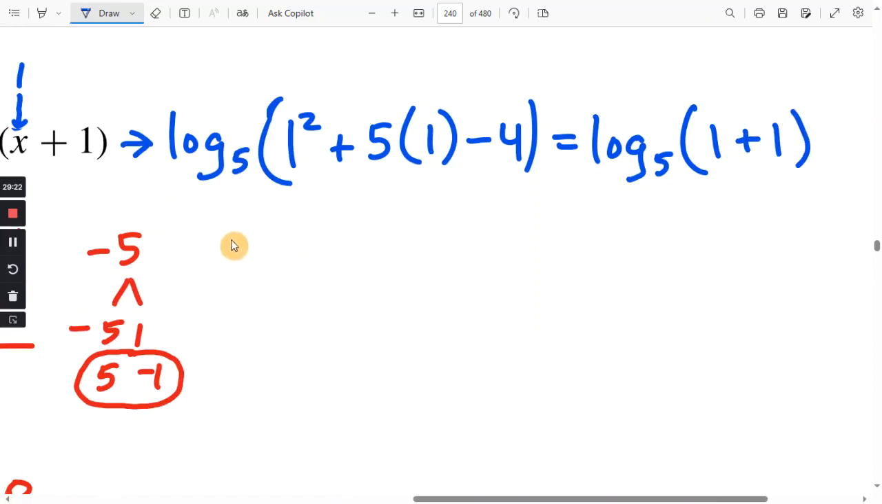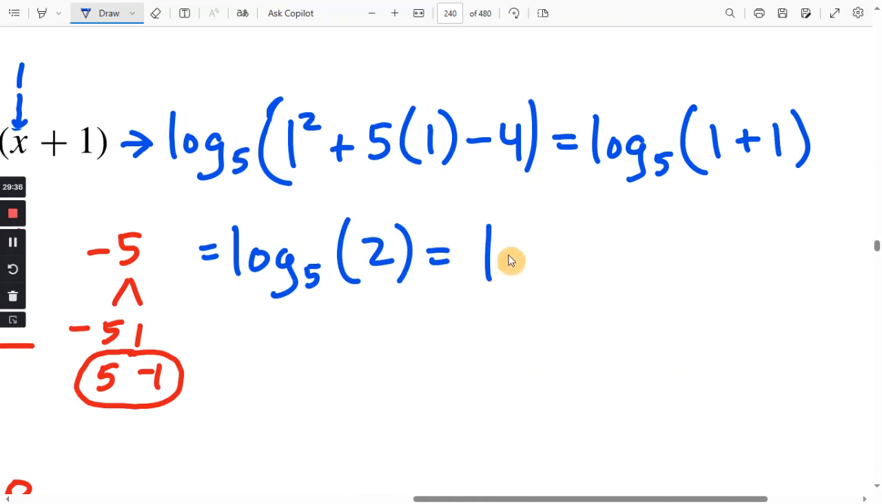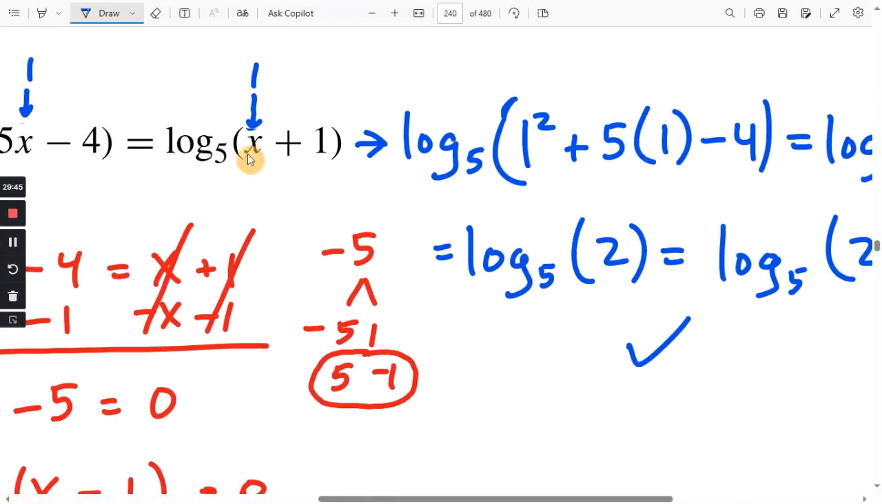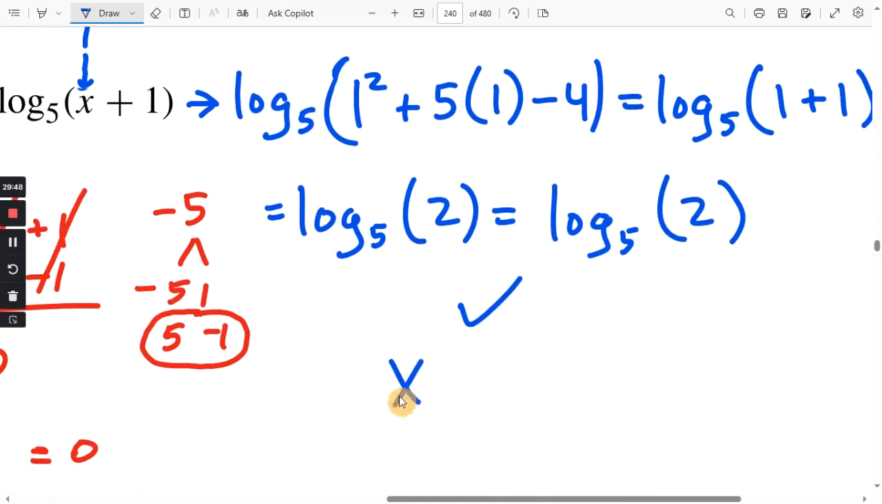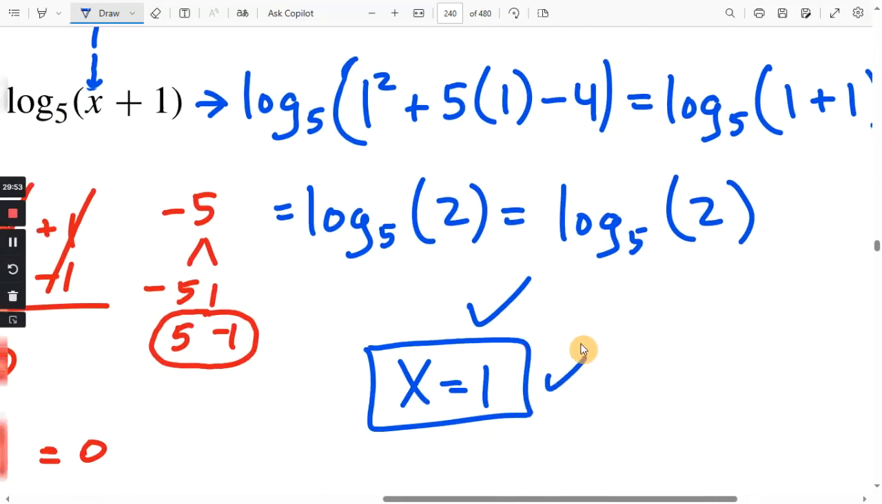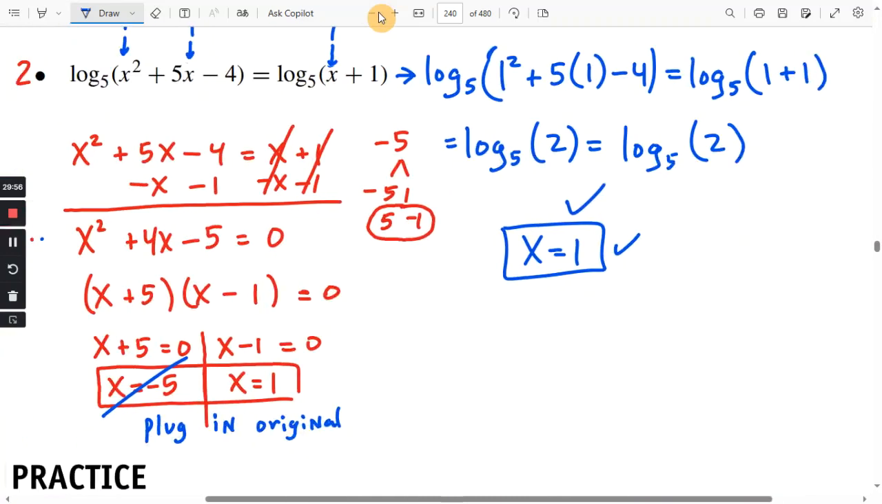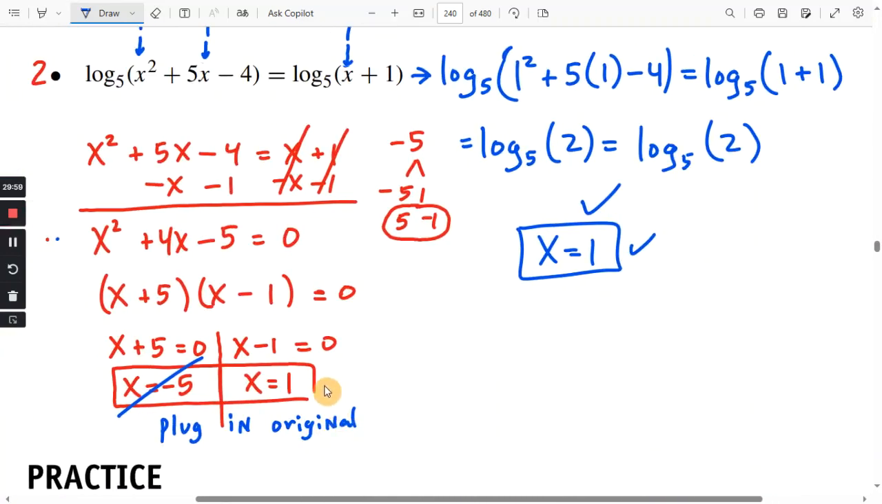Okay, log base 5, recopying. 1 squared is 1, plus 5 times 1 is 6, minus 4 is a 2. On the right, log base 5 of 1 plus 1 is a 2. We got the same thing on both sides. What did we plug in for x? We plugged in x equals 1. All right, so that checks out. So x equals 1 is the only answer. The negative 5 did not work.